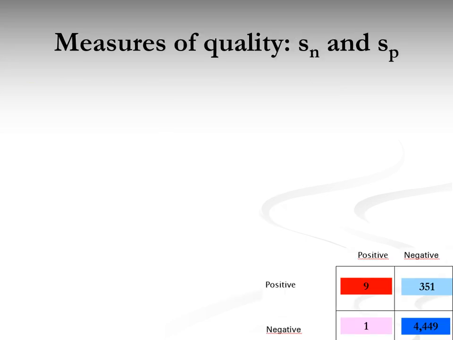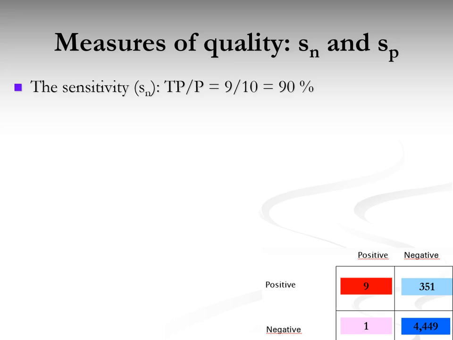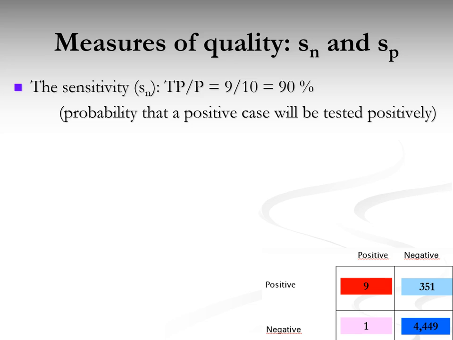It is possible to calculate two measures of quality instead of that one measure, the odds ratio. More specifically, we can calculate the sensitivity and the specificity. What is the sensitivity? The sensitivity is the number of true positives divided by the total number of positives. So here in the example, we have 10 positive cases and 9 of them were detected using the screening instrument. So that means that the sensitivity is 90%. So it's the probability that a positive case will be tested positively.